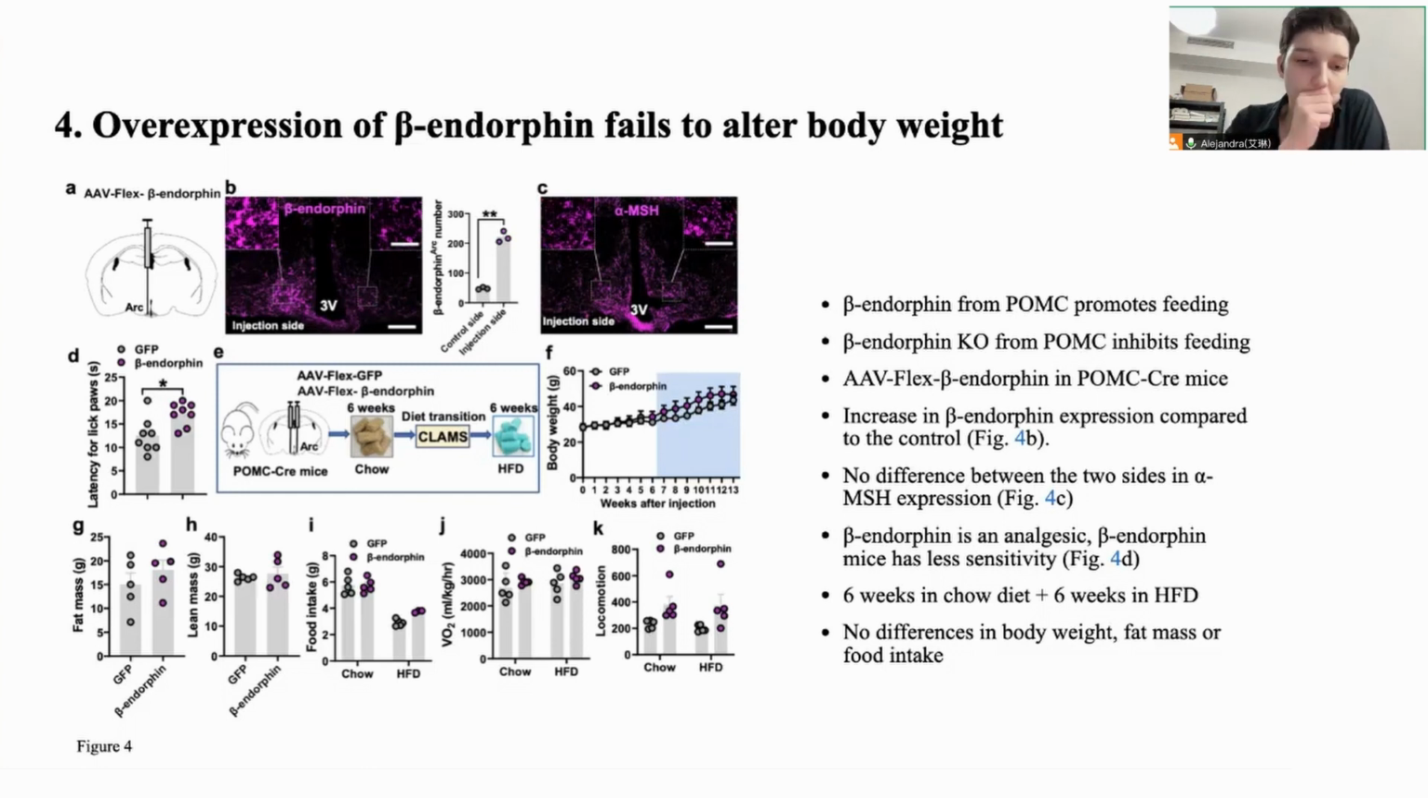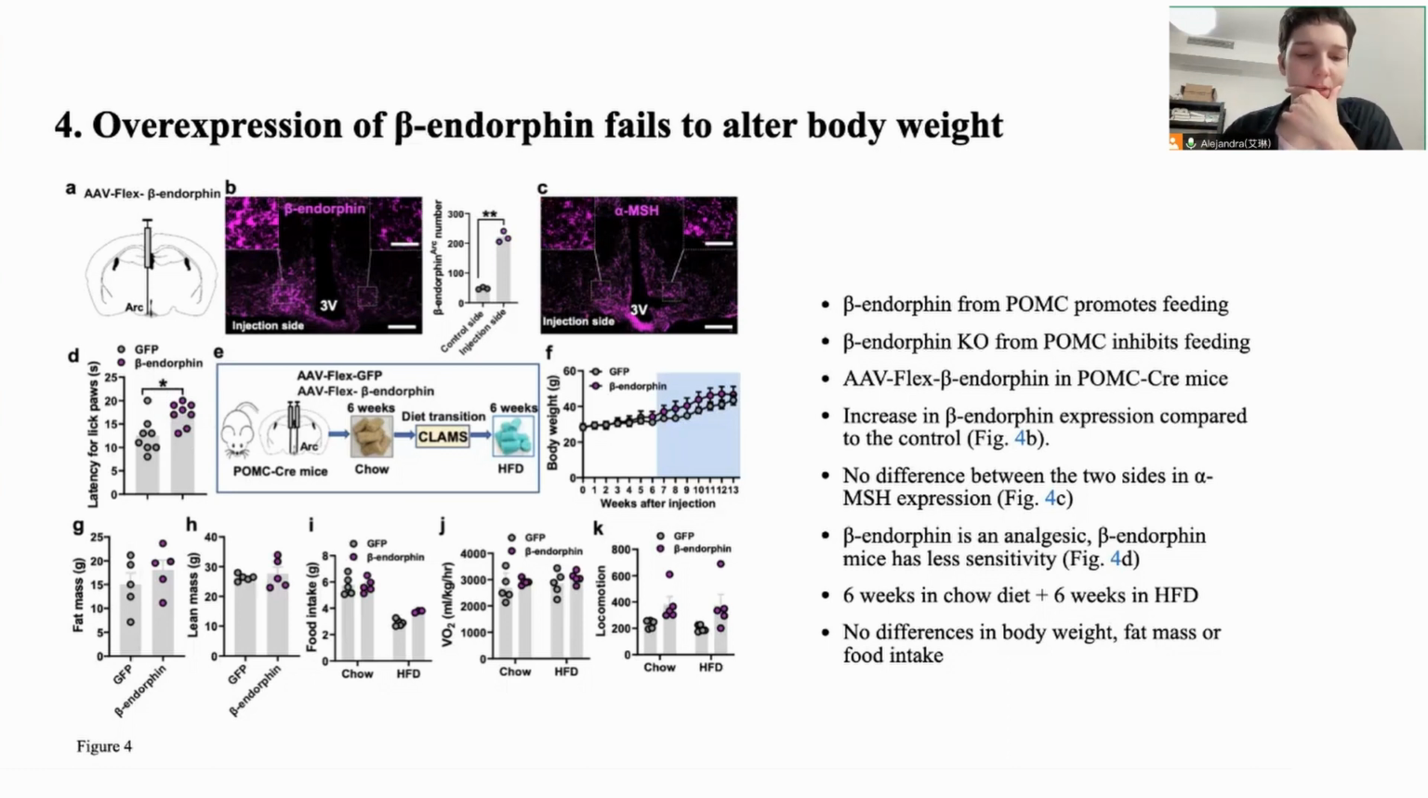Same as before, they first inject in one side to test the vector and do a bilateral injection for the in vivo. So 4D. Because beta endorphin plays a role in analgesia, they also tested the analgesia response and found that beta endorphin might exhibit a significantly less sensitive response to pain induced by a hot plate. So they measure how long it takes the mouse to remove its paw from a hot plate.